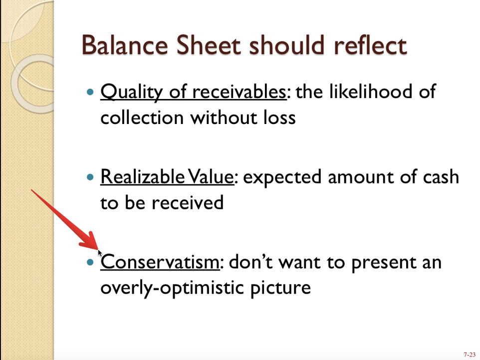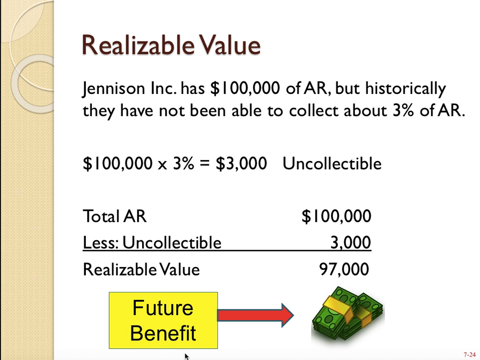And then third, we do this to follow that principle of conservatism, which we learned about when we were talking in previous chapters about inventory, right? We don't want to present an overly optimistic picture. And if you show all my receivables are going to be collectible, that's overly optimistic because we know that's not going to happen. Historically, we haven't been able to collect 3%. So it's overly optimistic to say we're going to collect everything. So again, we want to make sure that our balance sheet shows the realizable value.